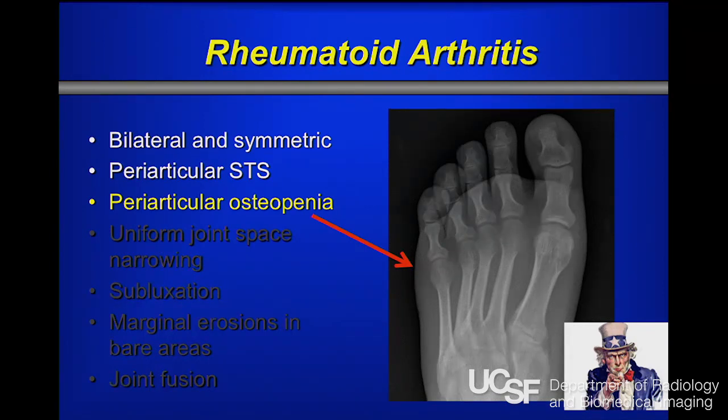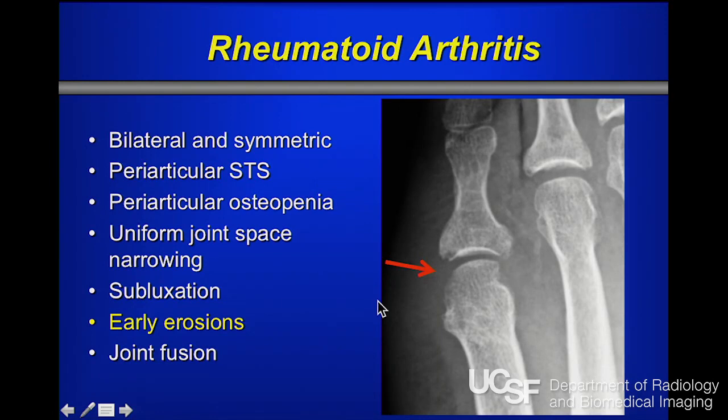So you have this periarticular osteopenia. Keep in mind, this is Uncle Sam watching you, and you need this later on. And then as the disease continues, you see that there may be joint space narrowing, there may be subluxation, but one thing is very important. You have to look at this subchondral lamella.